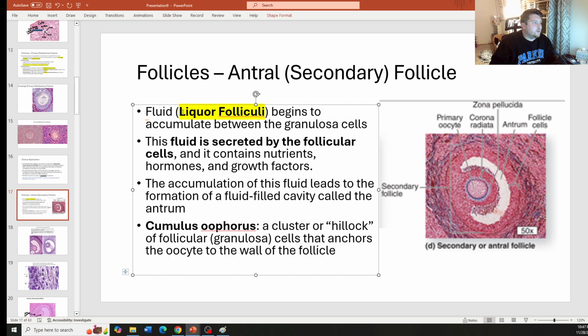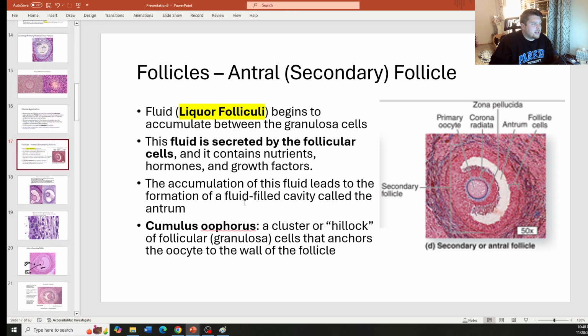You get this fluid that's called liquor folliculi, which starts to accumulate between the granulosa cells. It's actually secreted by the follicular cells. Again, we can substitute follicular for granulosa at any point in time. It contains nutrients, hormones, as well as growth factors. This fluid leads to the formation of a fluid-filled cavity called the antrum. You can see this antrum starting to form here.